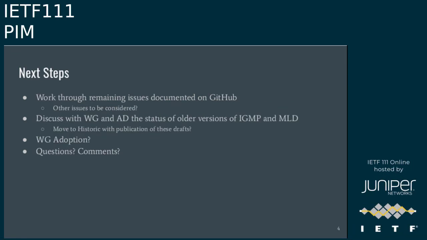Yeah, so what would be the next steps that need to be done? It would be going through the remaining issues which are documented on GitHub and all other issues which are going to be reported. All those issues should be considered, and a few other things would be discussing with the working group and the AD the status of the older versions of IGMP and MLD, like RFC 1112 IGMP v1, 2236 IGMP v2, and 2710 for MLD v1.